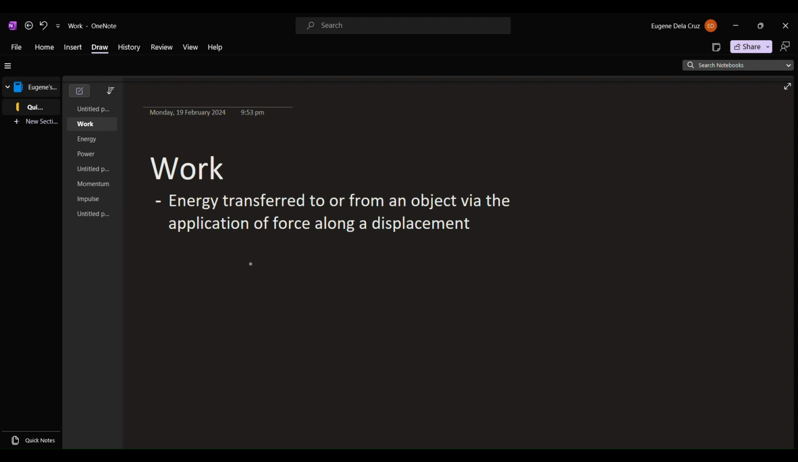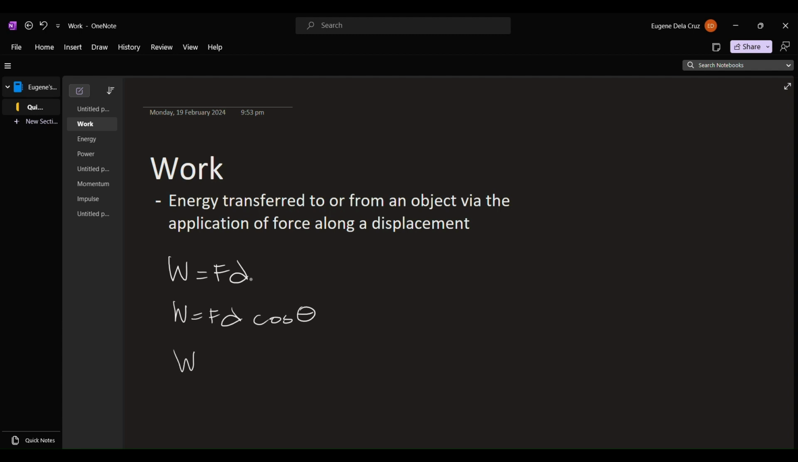Or in mathematical terms, W is equal to F times D, where W is work, F is the applied force, and D is the displacement. So this formula applies when the force applied is linear, or its direction is the same as the direction of the displacement. However, if the direction of the force is different from the displacement, then we simply multiply this by cosine theta, where theta is the angle between the force applied and the displacement.